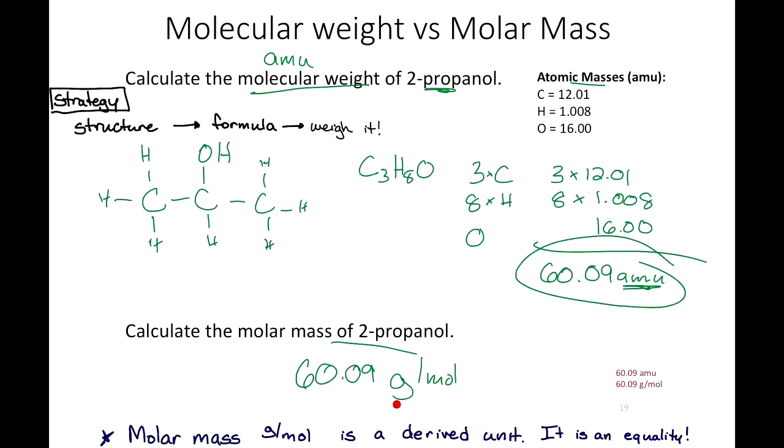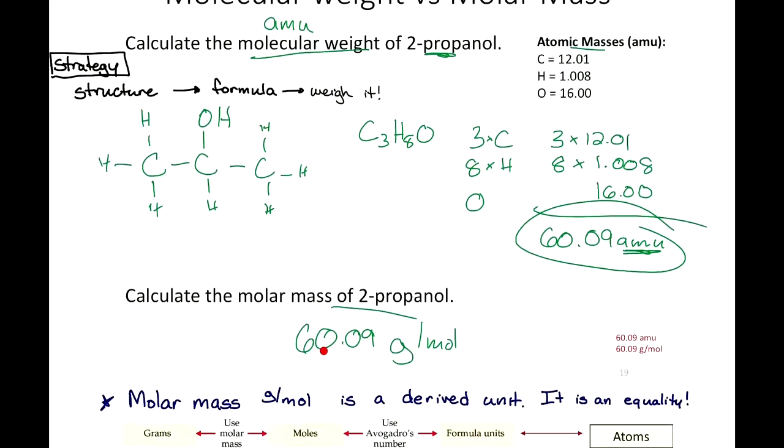In chapter 1, I told you that there's a special way we can get conversion factors from units that have fractions in them. So look here: 60.09 grams per mole. This means if I have a mole's worth of propanol molecules, how much does it weigh? 60.09 grams. So the unit of molar mass is a conversion factor. It's a derived unit, so we can use it as an equality for dimensional analysis to convert from grams or moles, depending on what information we're given and what we want to calculate.